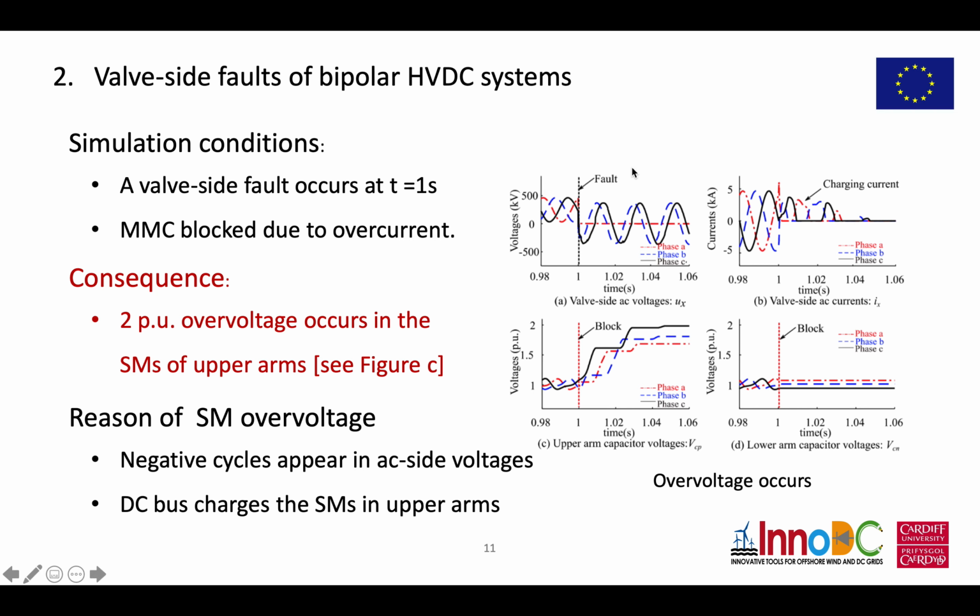In order to show the consequence, we did a simulation in PSCAD. A single-phase-to-ground fault happens at the valve side of the MMC converter. From the simulation results, we can see that the sub-modules in the upper arm have been charged to 2 per unit. It means there will be a severe overvoltage if the fault happens.